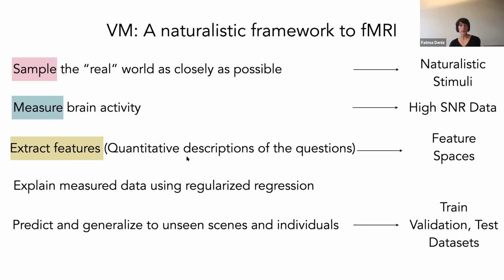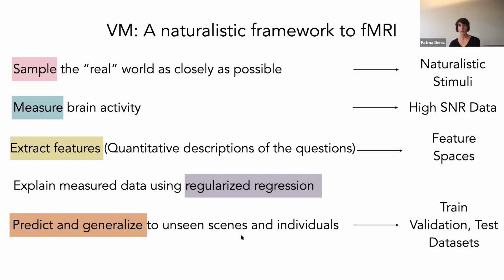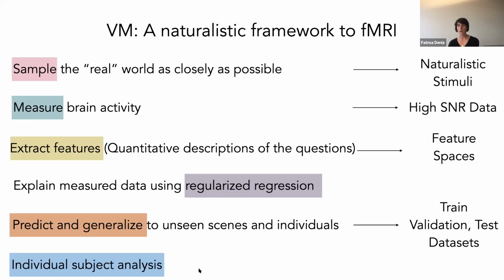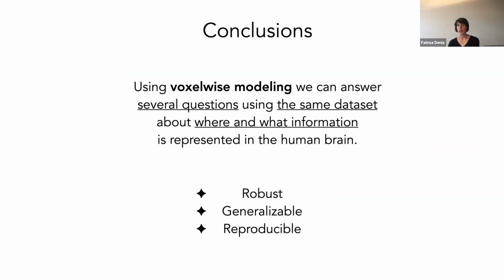Once we have the feature spaces and great quality data, we can start explaining the measured data using regularized regression. We treat this as a regression problem, as I mentioned, and then predict and generalize always to unseen visual scenes, or language stimulus, and also individuals. And we always do this by splitting our data into different data sets for training, validation, and testing. And again, I can't mention it enough, everything is in individual subjects always.